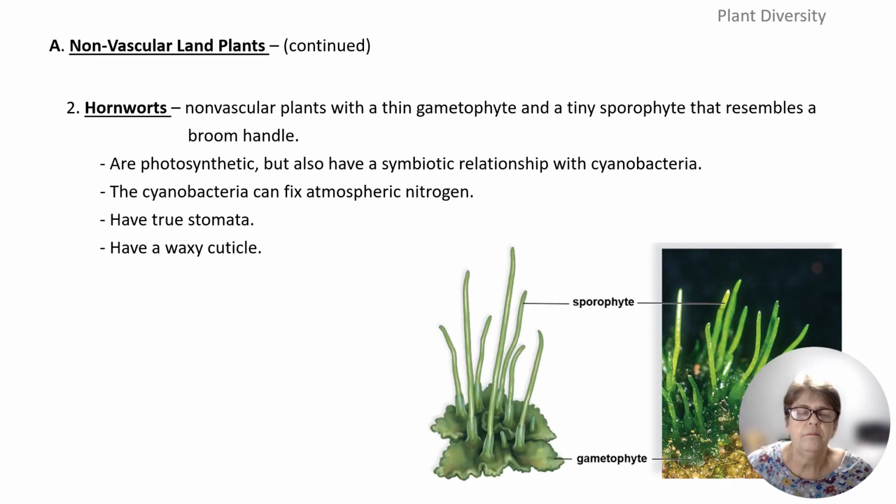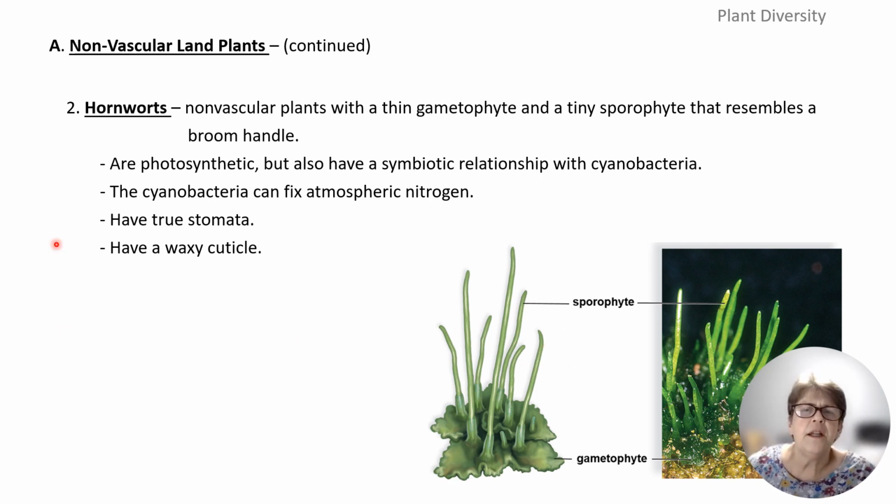Hornworts are non-vascular plants with a thin gametophyte and a tiny sporophyte that resembles a broom handle. So here's the gametophyte and here's the sporophyte. Notice it looks like a horn. That's why they're called hornworts. But broom handle here for the definition. It's a thin gametophyte, and the sporophyte looks like a broom handle horn.